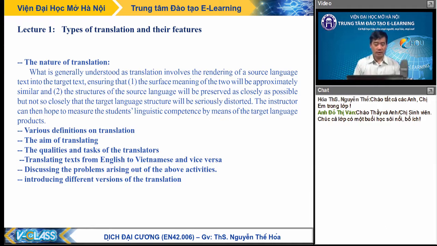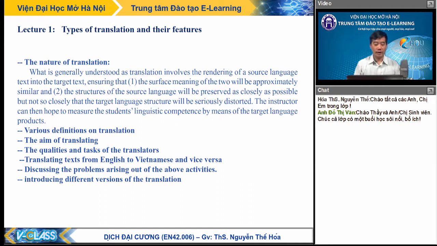What is generally understood? Translation involves the rendering of a source language text into the target text, ensuring that the surface meaning of the two will be approximately similar and the structures of the source language will be preserved as closely as possible, but not so closely that the target language structure will be seriously distorted.